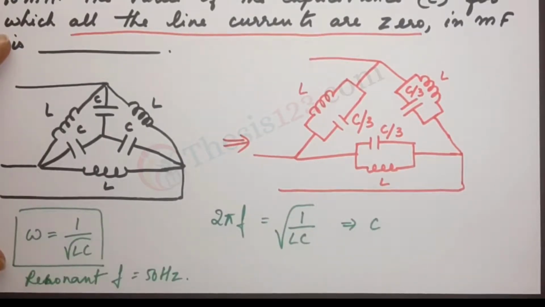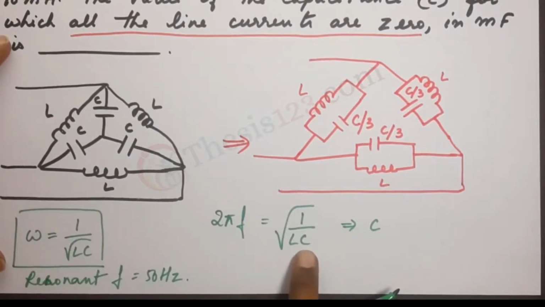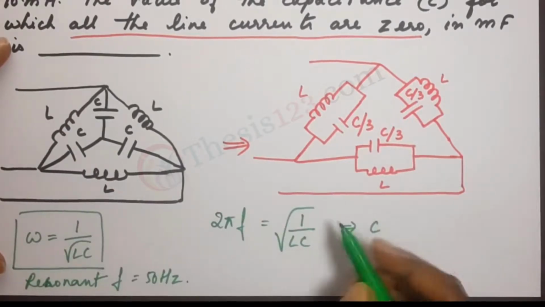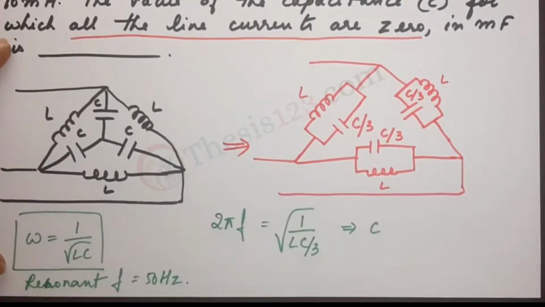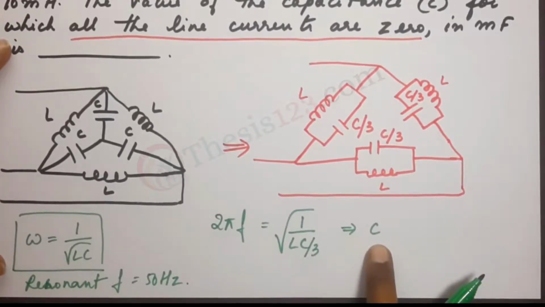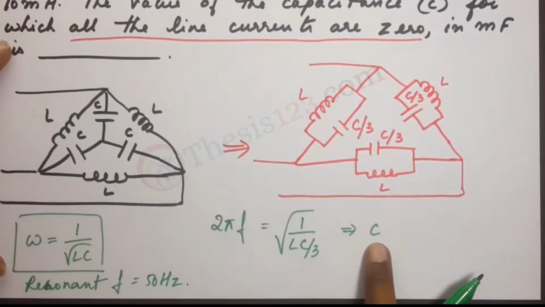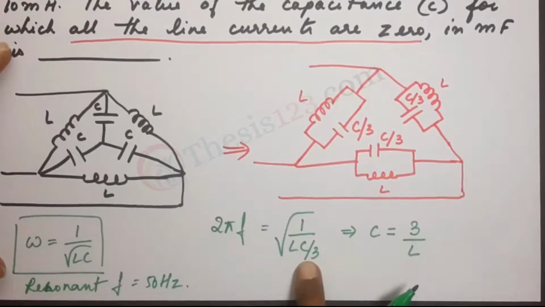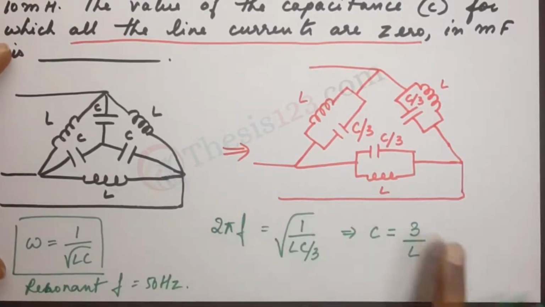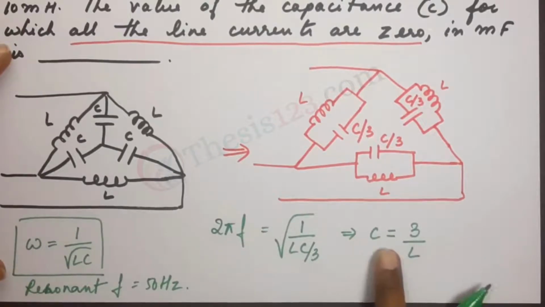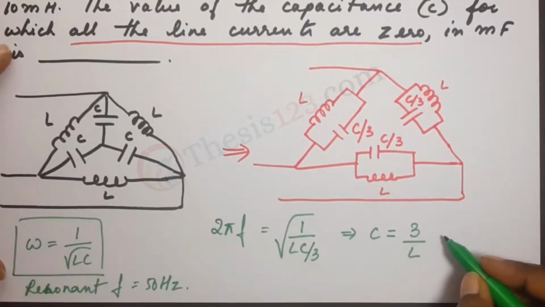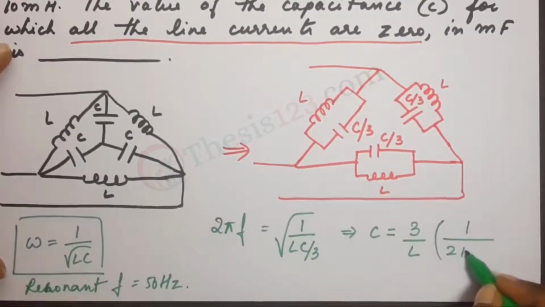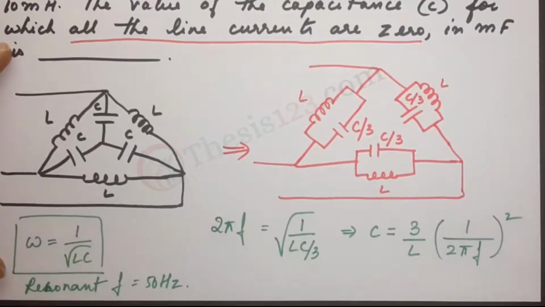Oh, but there's another thing. You will have to remember that C is not just C anymore. Now because we have converted the star into delta, C has become C by 3. So this is really C by 3. So now if we rearrange and equate it in a way to find out what C is, we get the formula as C is equal to 3 by L, just cross multiplying and then squaring on both sides, and this is what we get. Okay, C is equal to 3 by L into 1 divided by 2 pi f whole square.